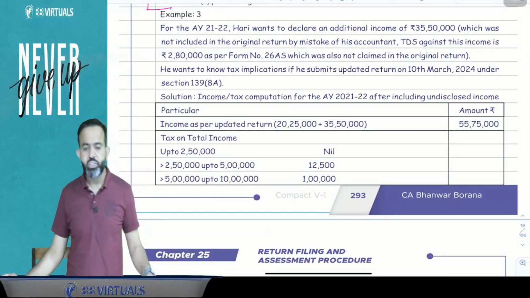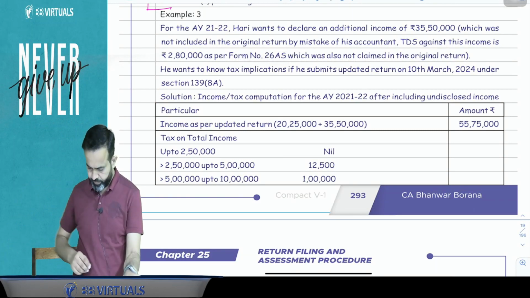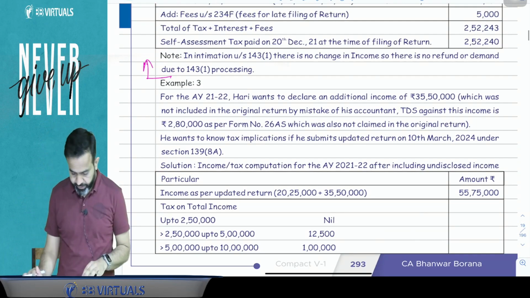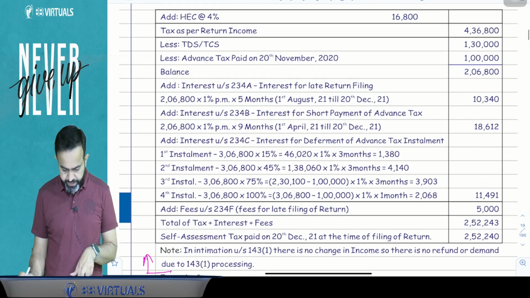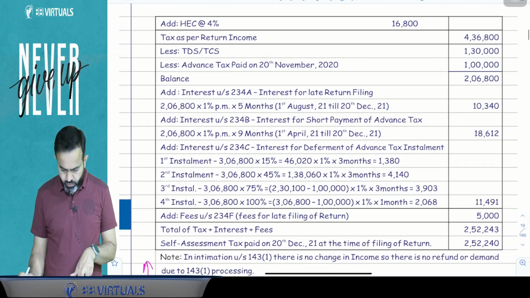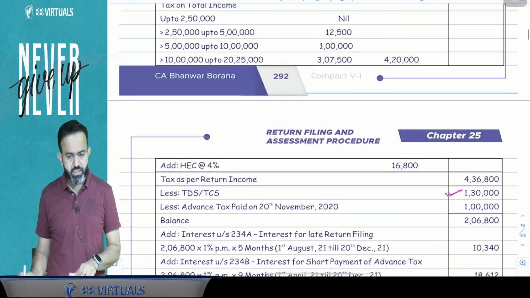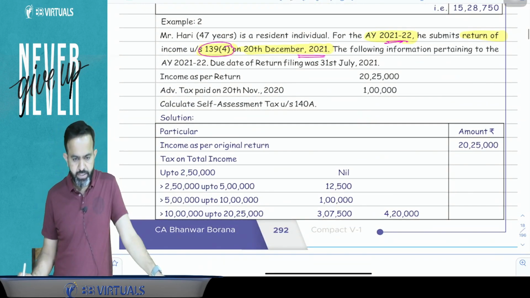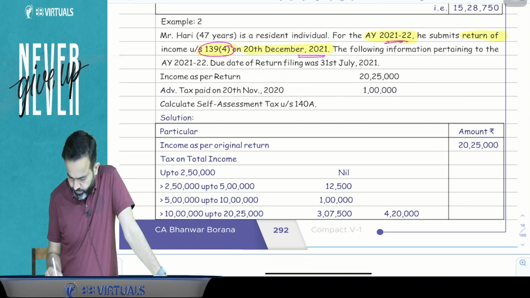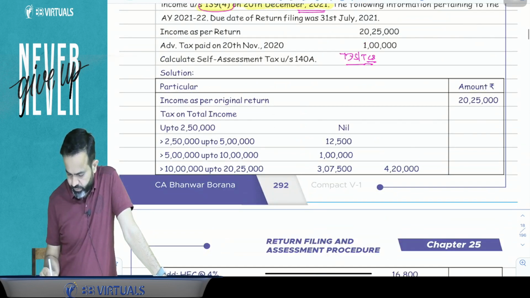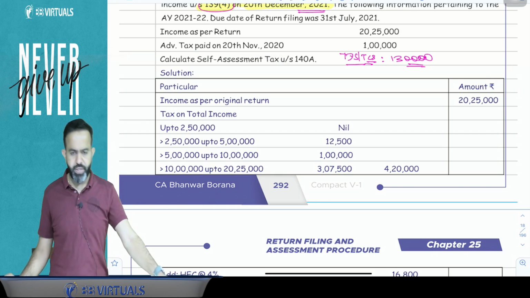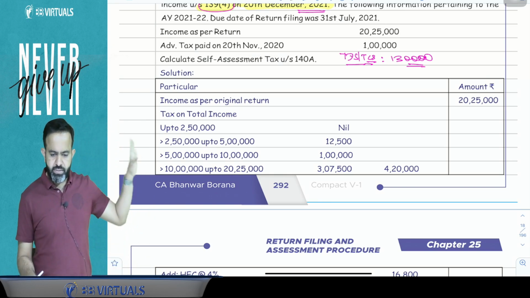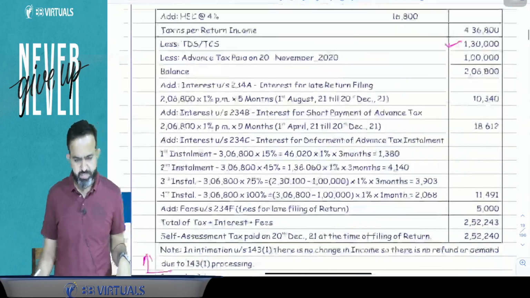Yes, people, there is one correction, I think. In example number 2, in the question the TDS amount is not given, but there is a TDS of 1,30,000. That is not given here, but it should be. So just write here TDS/TCS is 1,30,000. That is in the question. Otherwise, I think everything is right. There is no other issue.